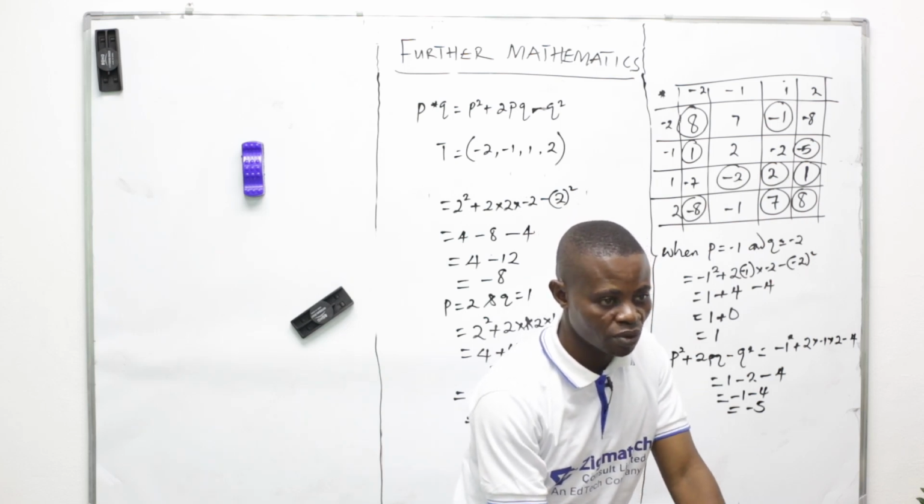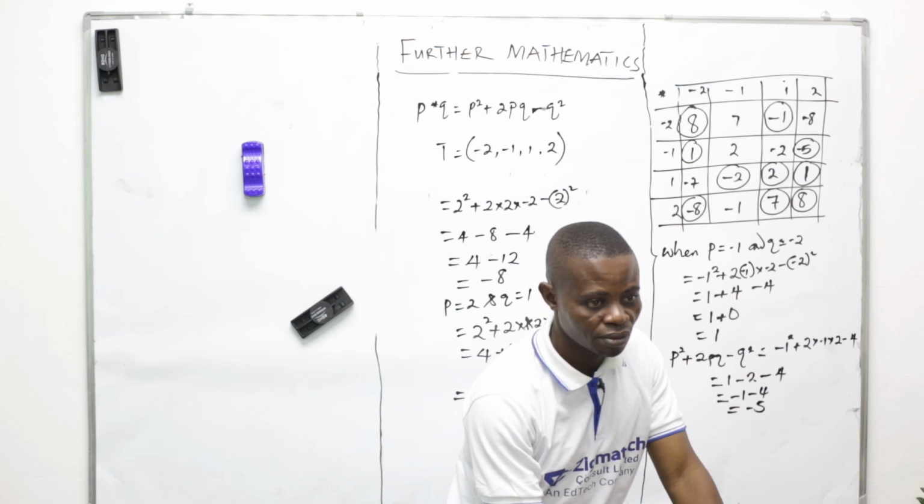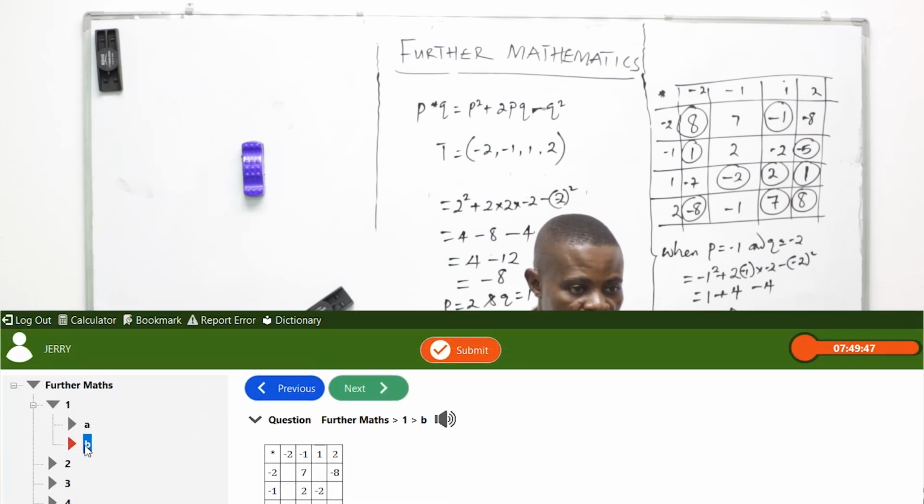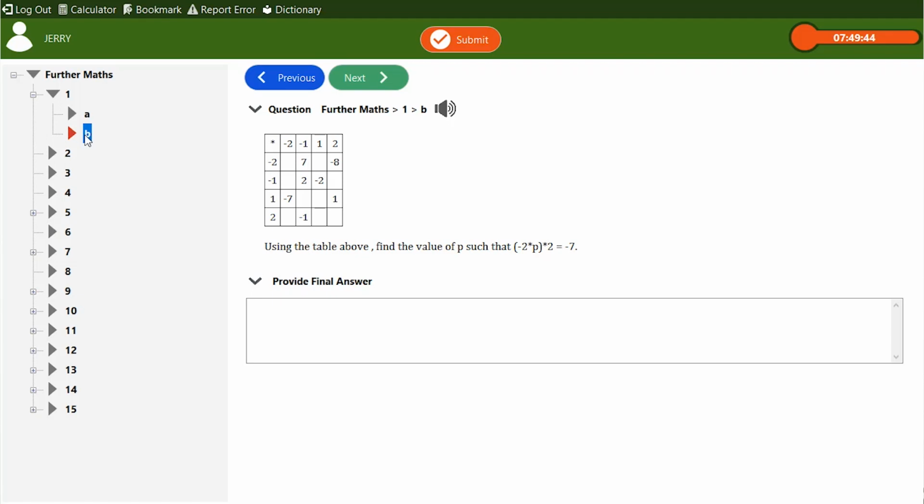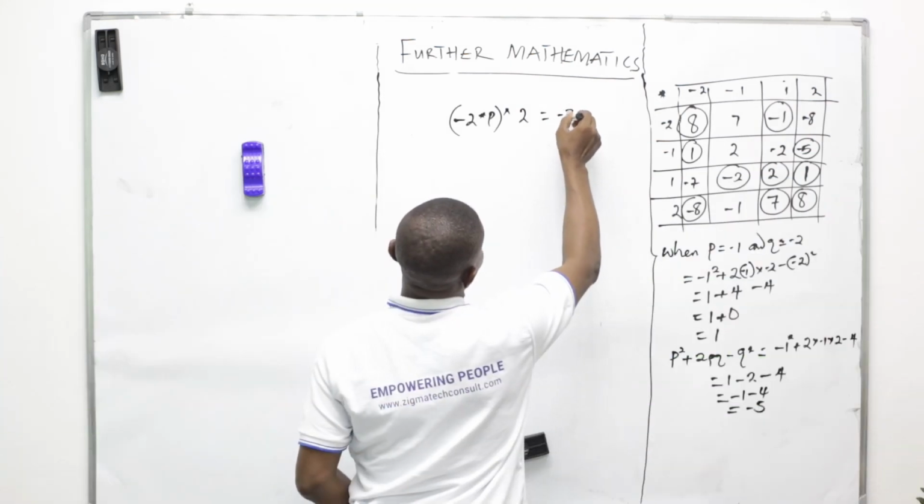Let's check B part of the question. Using the table, find the values of P such that minus 2 operating on P operating on 2 equals minus 7.